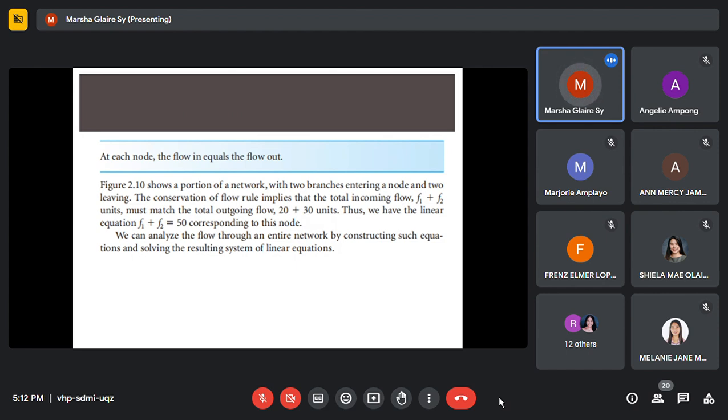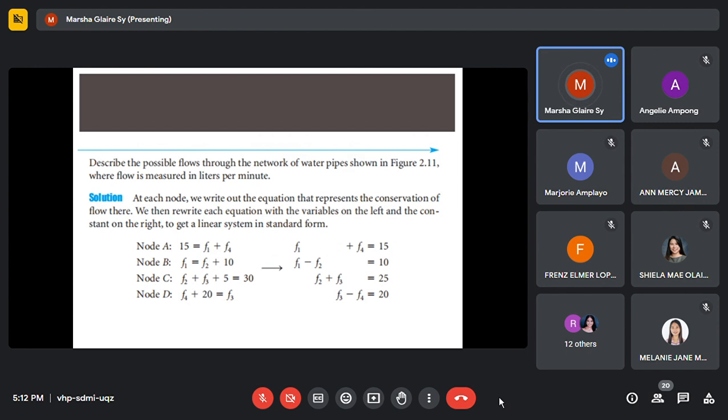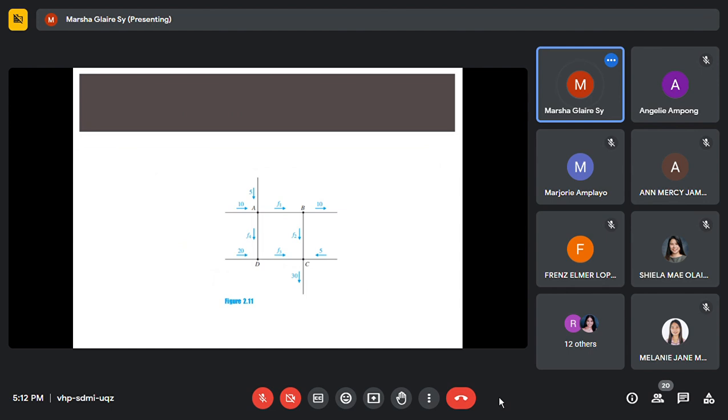We can analyze the flow through an entire network by constructing such equations and solving the resulting system of linear equations. At each node, we write out the equation that represents the conservation of flow. We have here the problem first. Describe the possible flows through the network of water pipes shown in figure 2.11, where flow is measured in liters per minute.